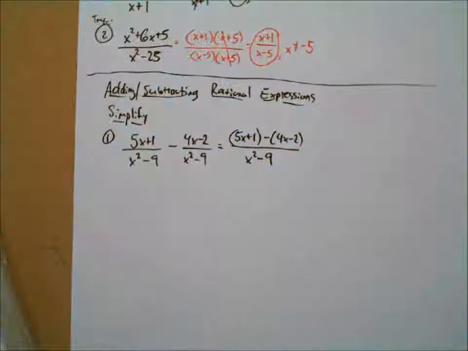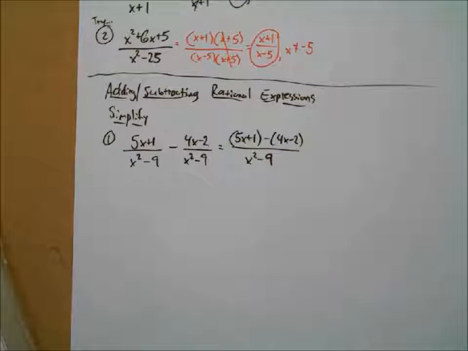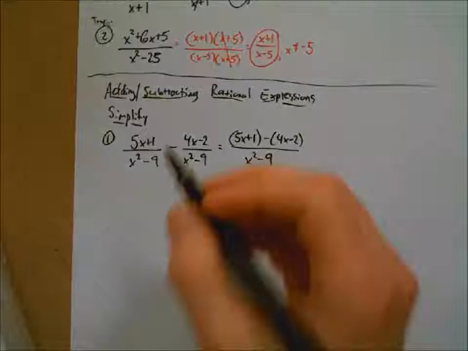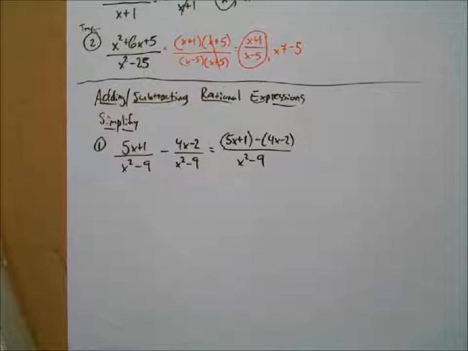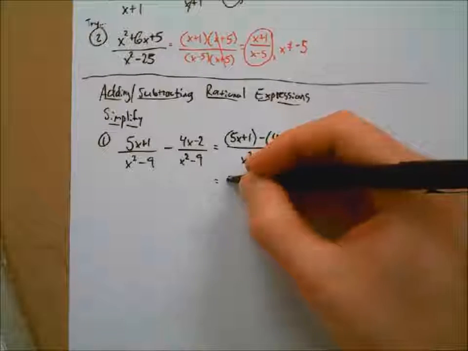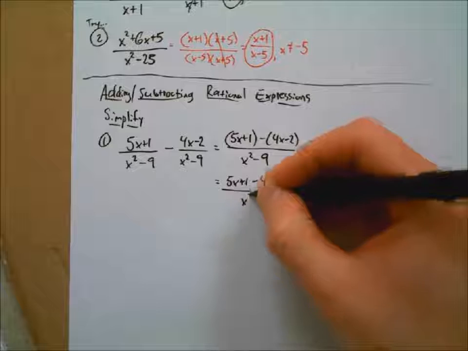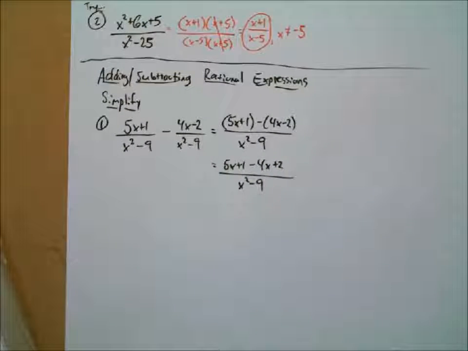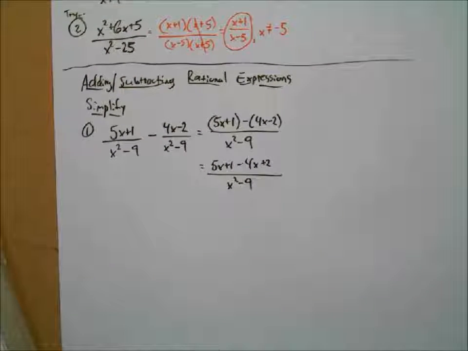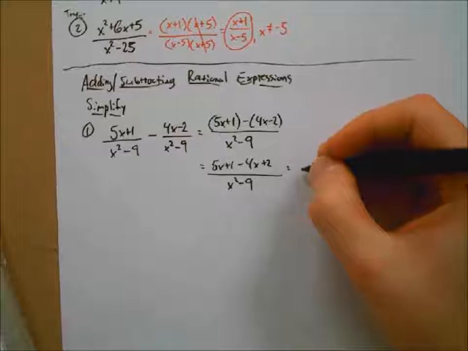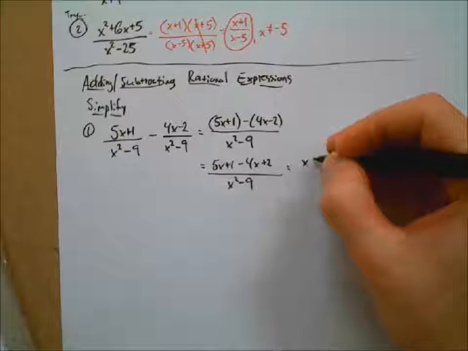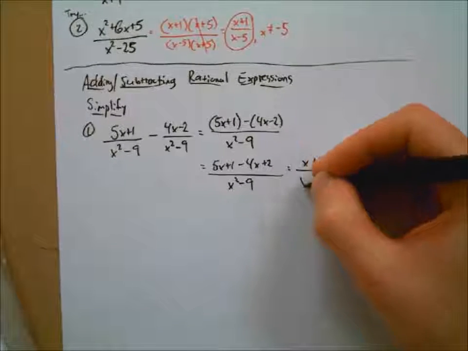Okay? That 4x minus 2, that quantity is being subtracted. The minus sign is in front of the fraction, so it is the entire quantity that subtracts there, which means the minus distributes. And we end up with 5x plus 1 minus 4x plus 2 over x squared minus 9. So please be careful when you're subtracting fractions like that. The minus distributes to the numerator, or the denominator if you like. And so I'll put this all together here, and we'll get what? x plus 3 over x squared minus 9.